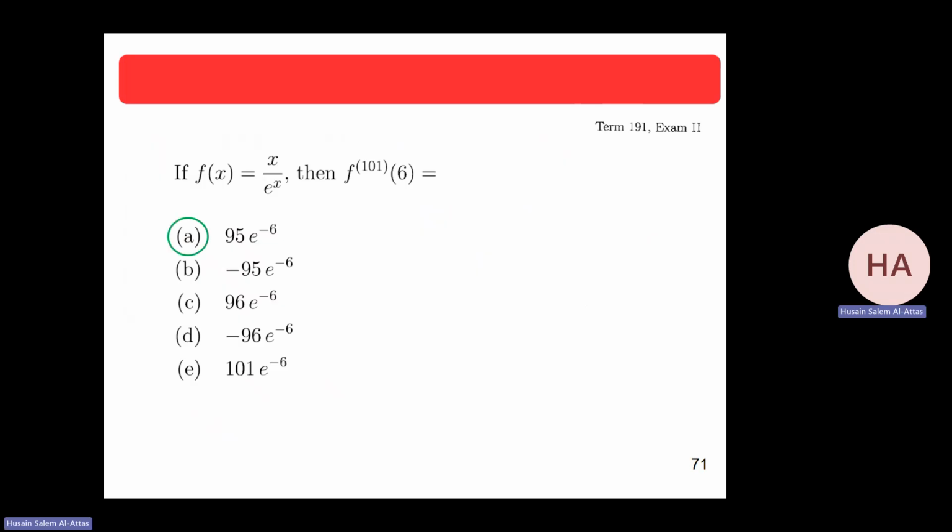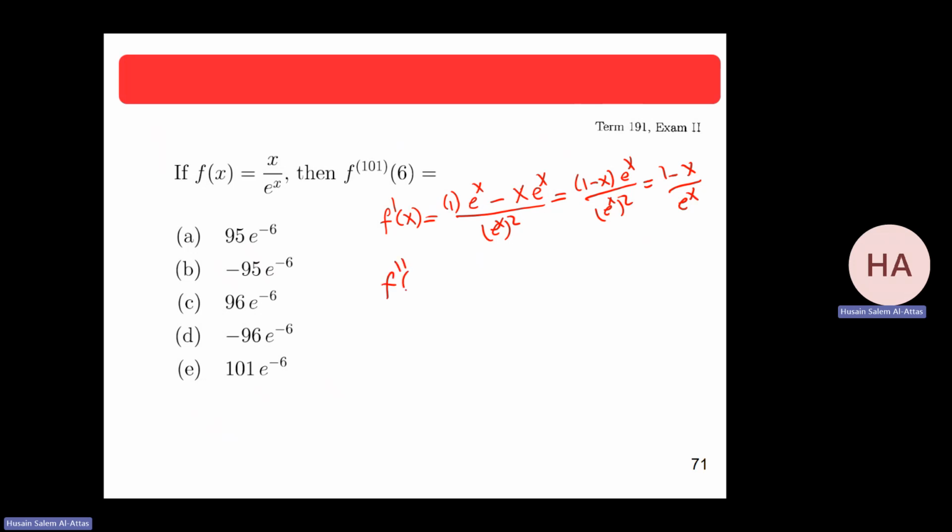Now this is a quotient. Let me do it as a quotient. Actually, with the chain rule, it will be better, but let me do it as a quotient. See what will happen. F prime will be what? Derivative of the numerator times the denominator minus x e to the power x over e to the power x all squared. So it will be 1 minus x, e to the x over e to the x squared. In other words, 1 minus x over e to the x.